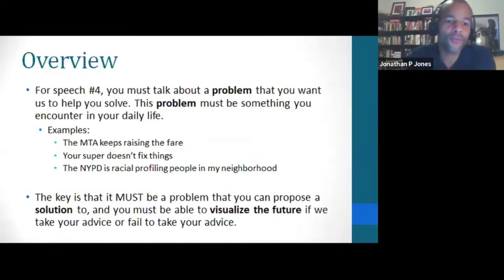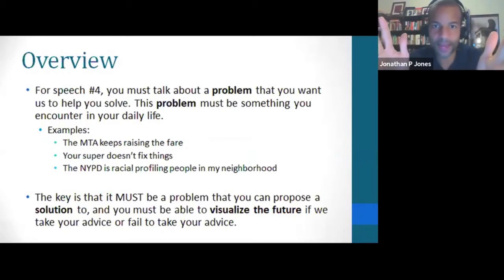Now, in terms of overview for this speech, you're going to talk about a problem, and you've got to just orient yourself into that frame of thinking, okay? Problem, problem, problem. That is what we're working with here. A problem that you want us to help you solve, okay? So the problem has to be something that you encounter in your daily life. That is what the topic requirement is for speech 4.